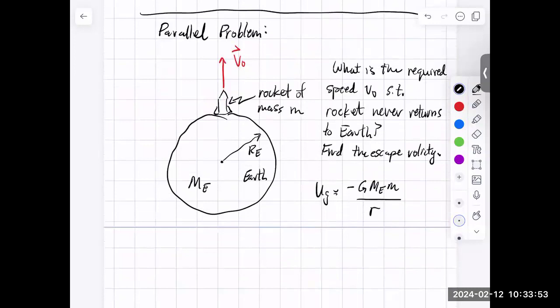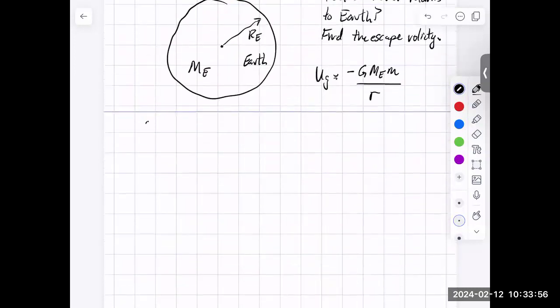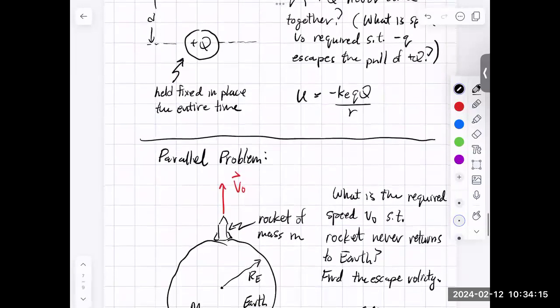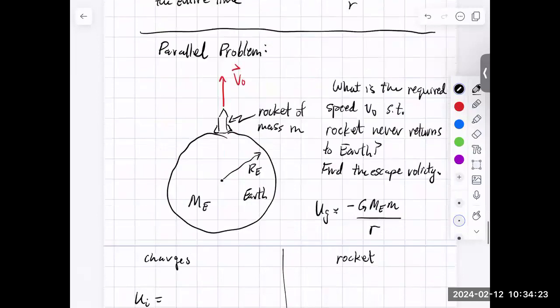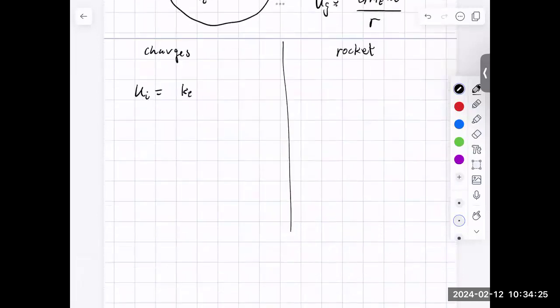Okay, so let's do our charges on this side, and our rocket on this side. We'll start with initial potential energy. For our charges, we wrote down the potential energy here. All we have to do is recognize that the initial distance is d. And so this initial potential energy is Coulomb's constant, Q times Q divided by d. And we put a minus sign in there because our little charge is negative.